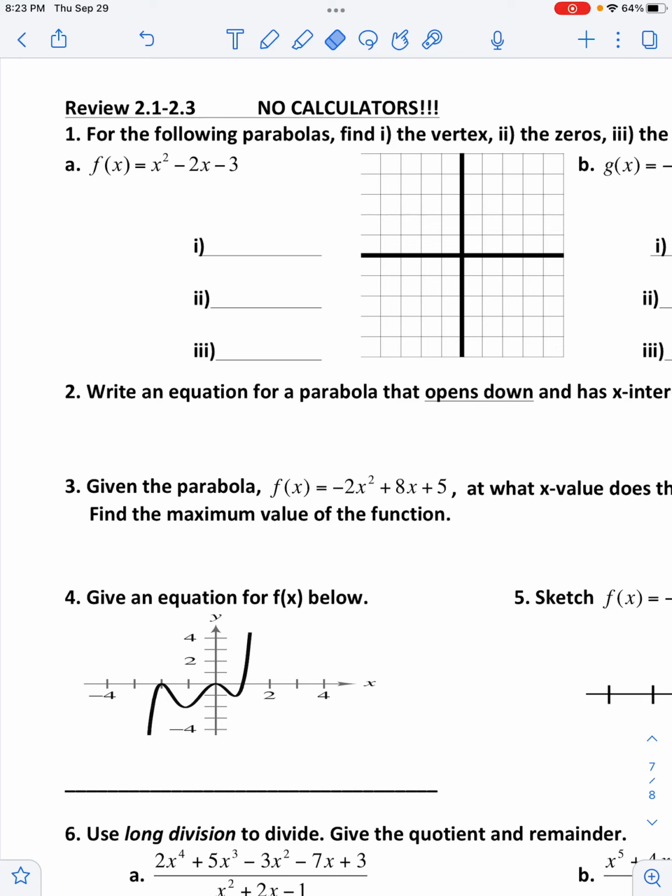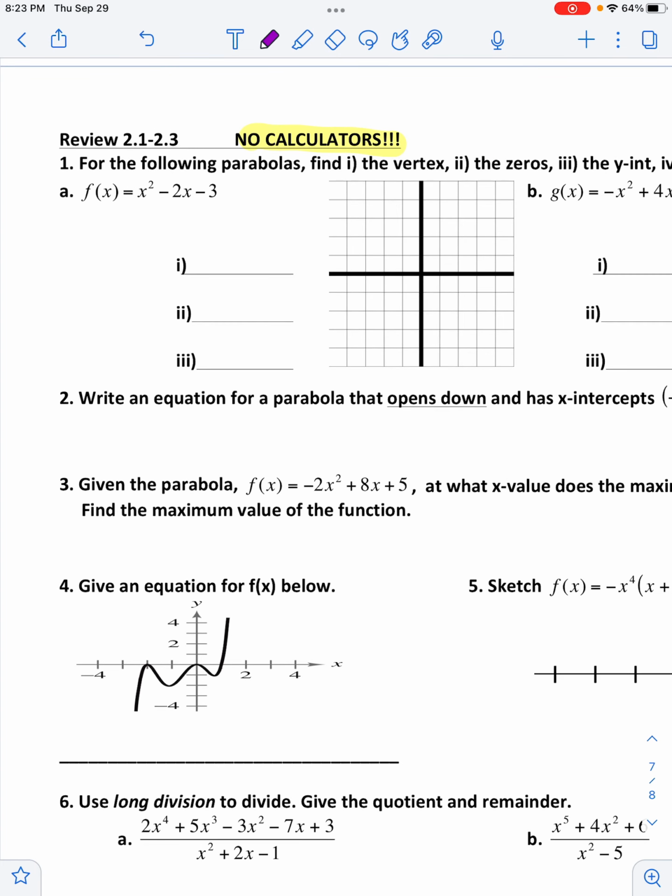Hello, we're going to take a look at the review, and we're going to do this with no calculators. Why? Because it says so. Why else? Because that's what we're supposed to do for the test, so I want to make sure I know what I'm doing. All right, so I am supposed to find the vertex.